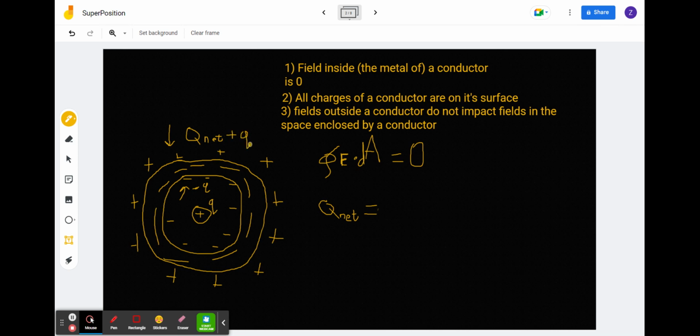And that's, again, a bit intuitive, because if we add up the inside charge of negative Q and the outside charge of plus Q, we're just going to get Q net, which is what we want, because there's a charge in the conductor.